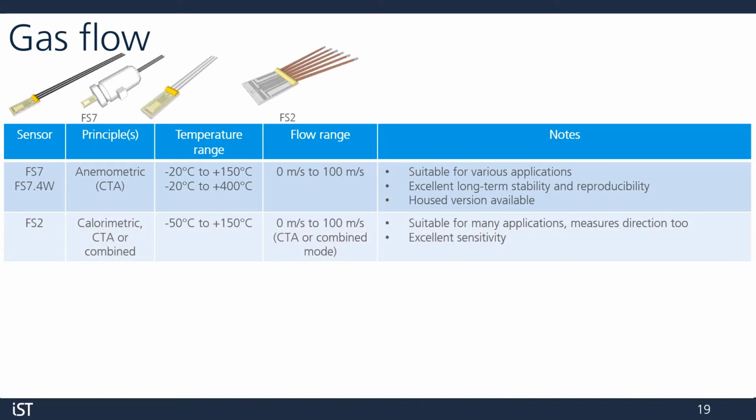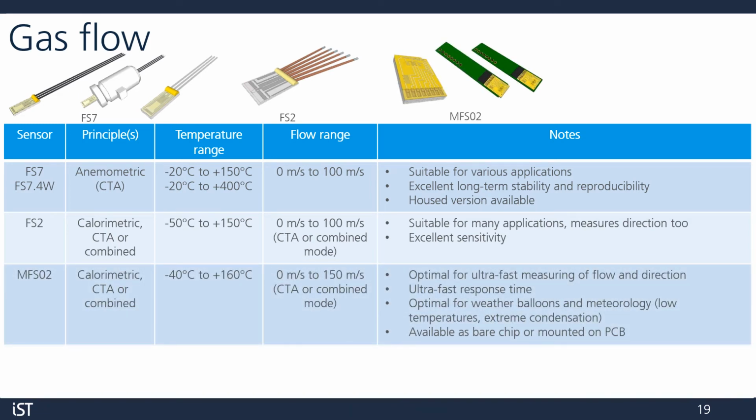Next up, we have the FS2, a versatile option for applications where you want to measure direction along with the flow speed. Then we have the MFSO2, which is optimal for fast measuring of flow and direction. The heater and sensor are on a membrane structure, which gives us ultra-fast response time. It's available as a bare chip or mounted on a PCB for easy connection.